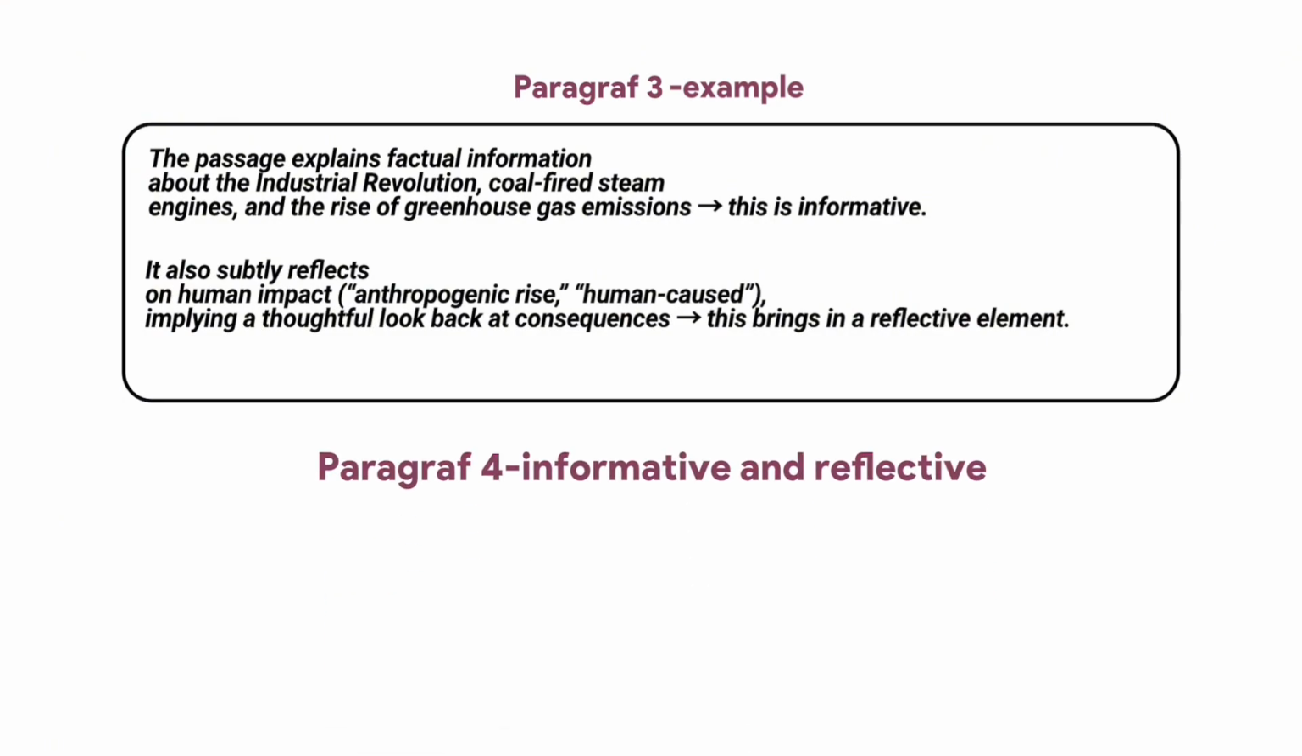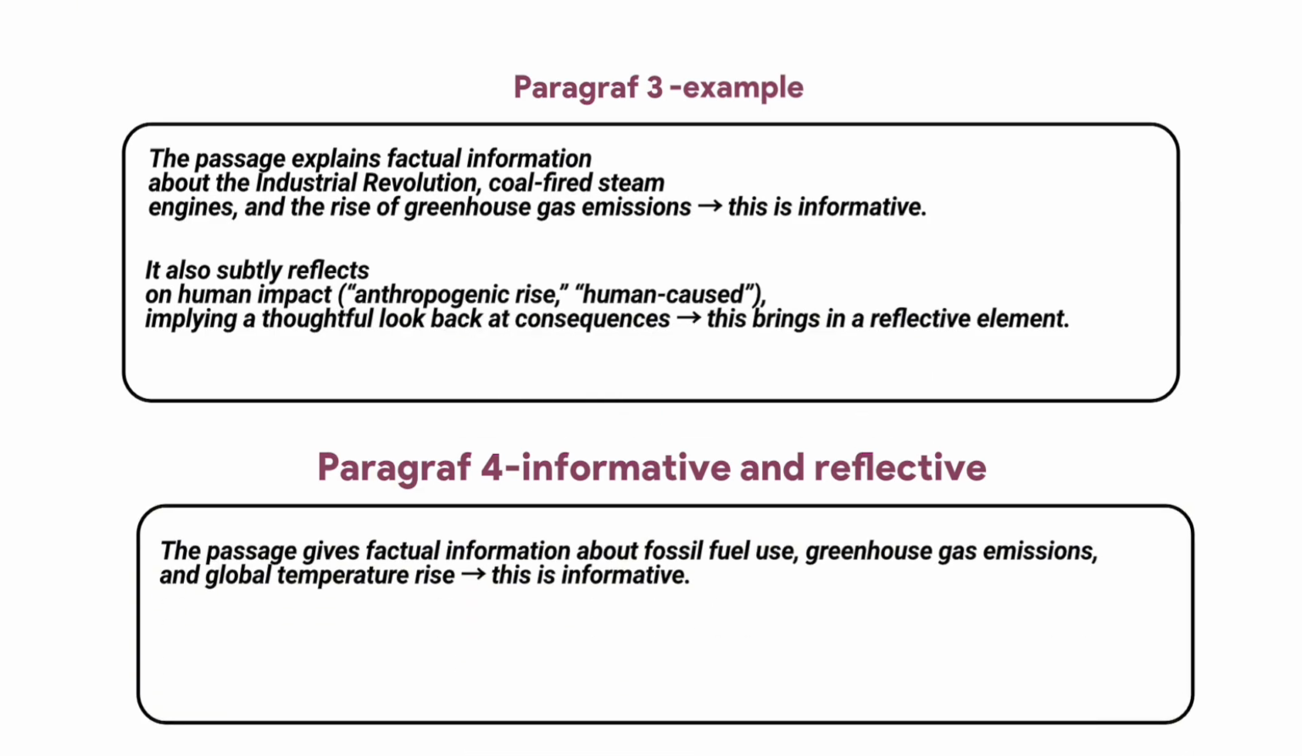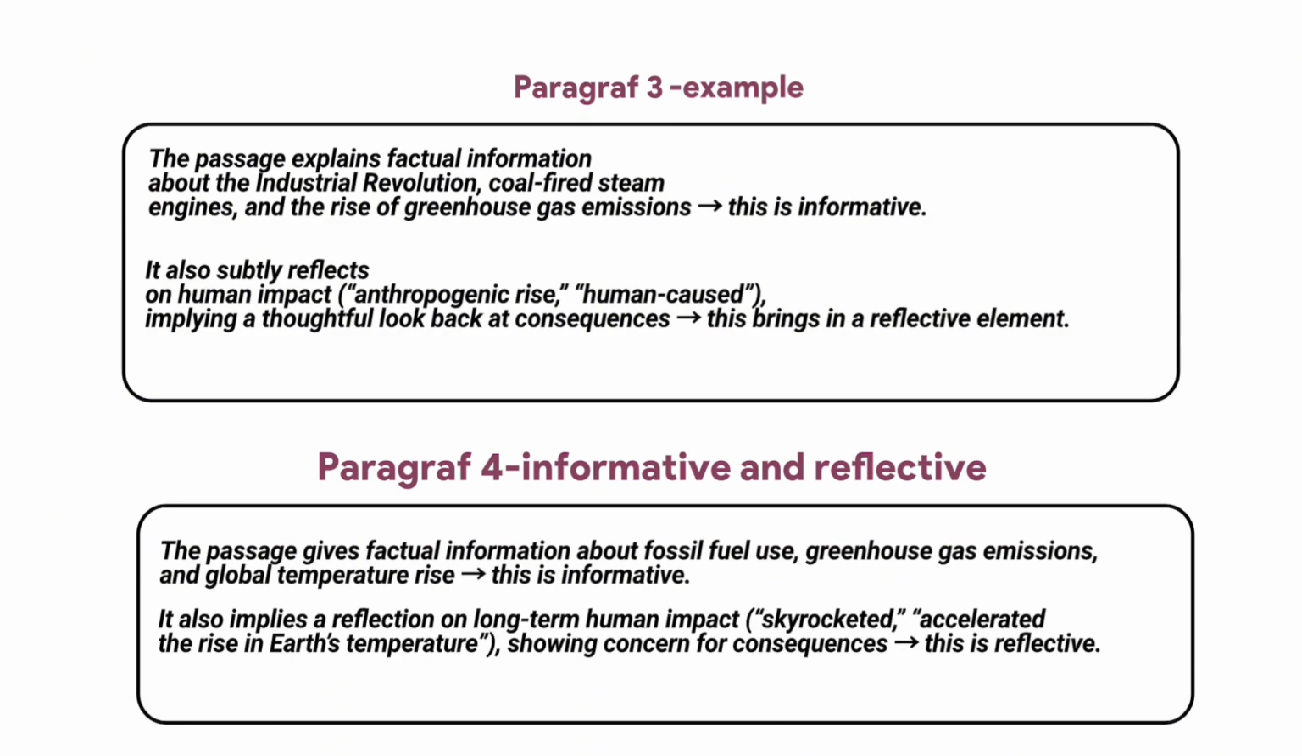The paragraph 4 is an example of informative and reflective text blending. Why? The passage gives factual information about fossil fuel use, greenhouse gas emission, and global temperature rise. It also implies a reflection on long-term human impact, like skyrocketed and accelerated the rise in Earth temperature. It's showing concern for consequences.